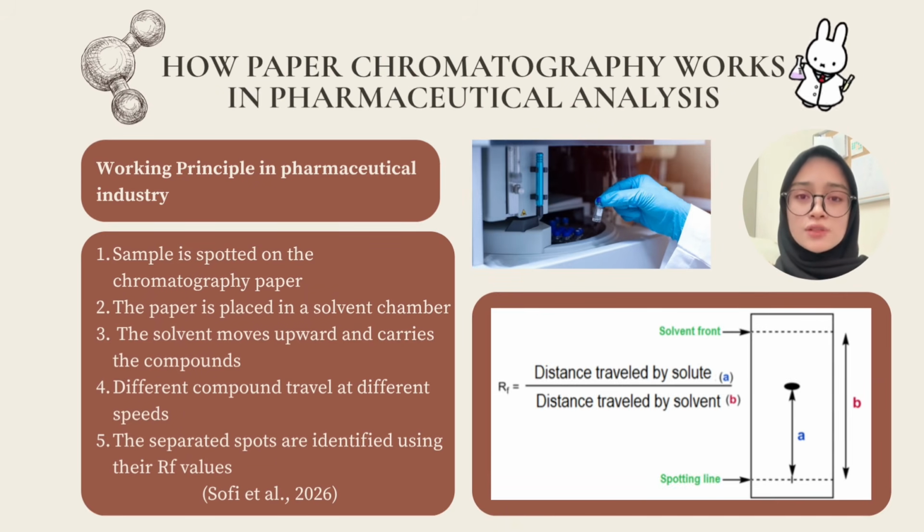2026. According to the slide, the process follows 5 main steps. First, the sample is coated on the chromatography paper. Second, the paper is placed in a solvent chamber. Third, the solvent moves upward and carries the compound. Fourth, different compounds travel at different speeds. And the last one, the separated spots are identified using the Rf value.